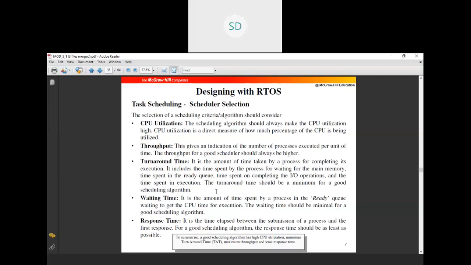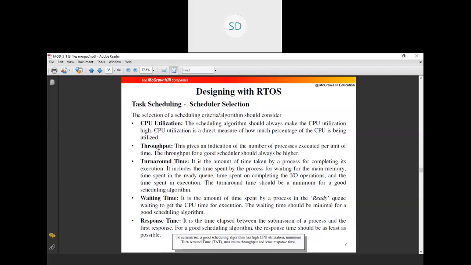Okay, CPU utilization time. In a scheduling algorithm, we should always make the CPU utilization as high as possible. That is, the CPU should be utilized the maximum number of times so that all the processes get executed. So the scheduler should make sure that CPU utilization is high. It is a direct measure of what percentage of the CPU is being utilized.